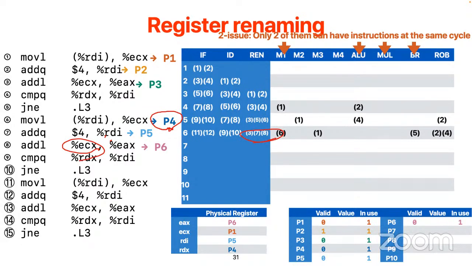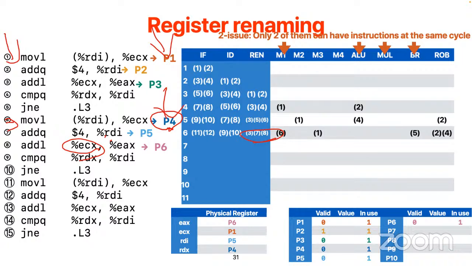Even though it looks like instruction 6 and instruction 1 are the same instance, their outputs are directed to different physical registers. So their chains are decoupled. Chains are broken.